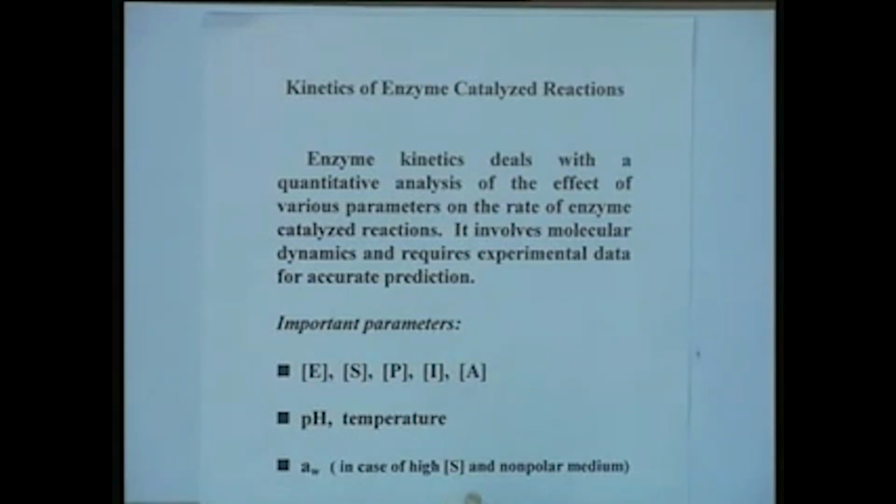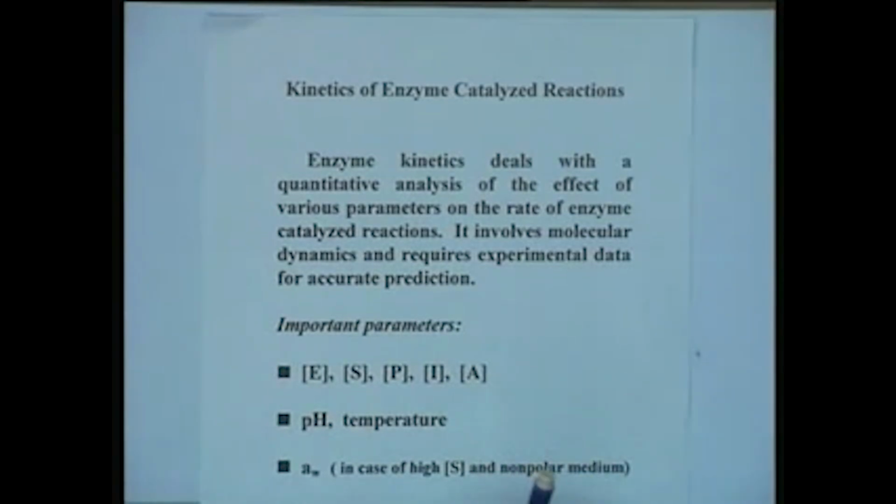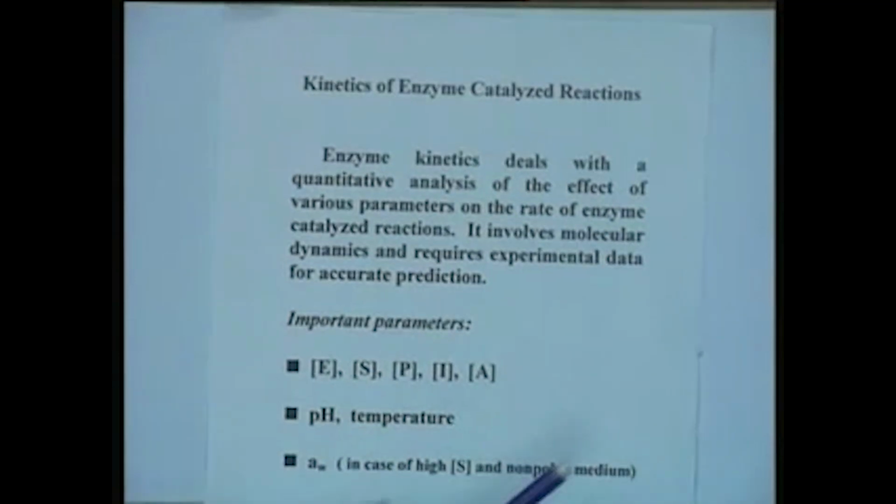So basically, what I am trying to say is that when we talk of enzyme kinetics, we are looking into the molecular dynamics of various species involved in the reaction, their interconversions, and the effect of those interconversions on the rate of the reaction as a function of the different parameters that are listed here.